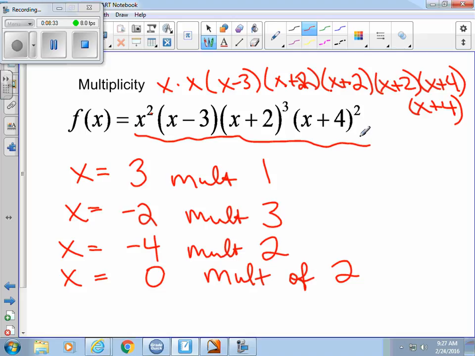So put that function in y equals for me. Don't forget, I need all my calculators to stay here today and for the rest of this week.